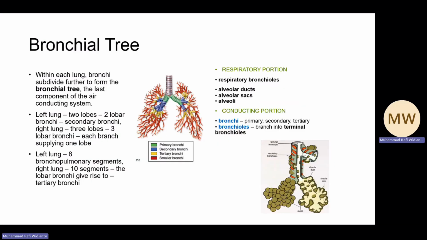Now about the bronchial tree, again, we can split this into two parts, the conducting portion and the respiratory portion. So going from apical first, we'd have the bronchi, which can be split into primary, secondary, and tertiary. And then going more downwards, we have the bronchioles, which can split into terminal bronchioles. And then going more downwards, we'd have the respiratory portion, which we can split into the respiratory bronchioles, the alveolar ducts, the alveolar sacs, and also the alveoli. And yeah, this will be mainly seen in the future slides and histological slides.